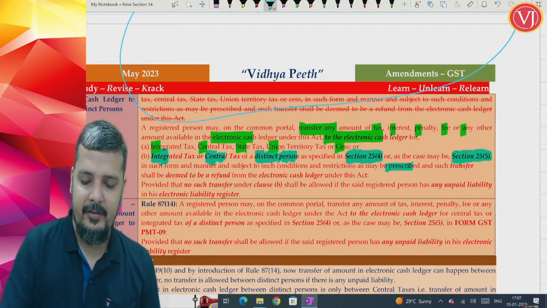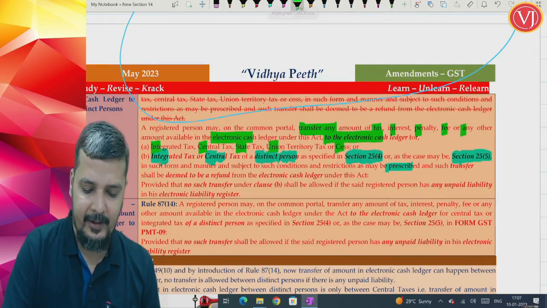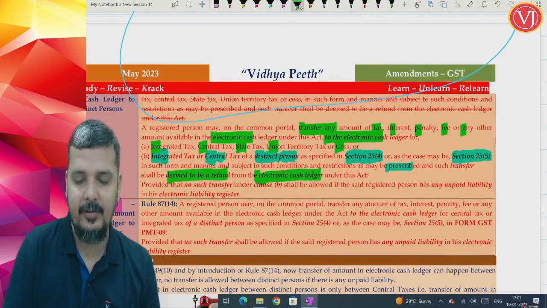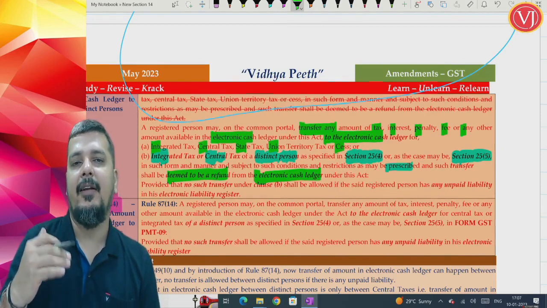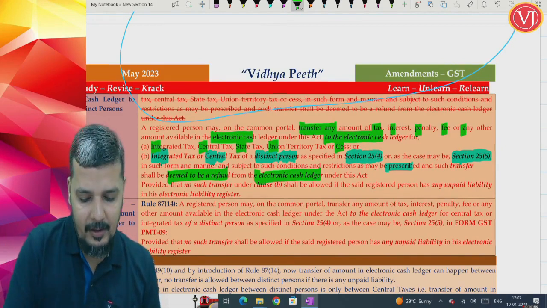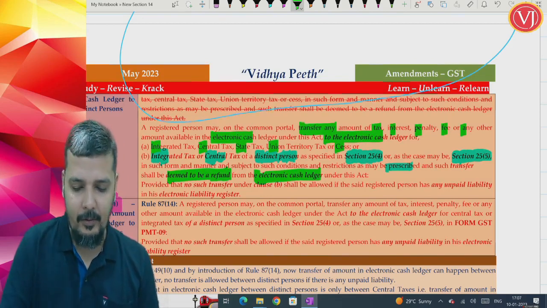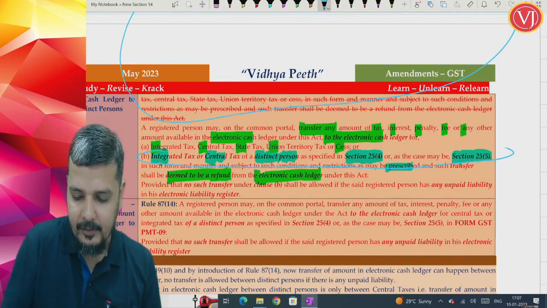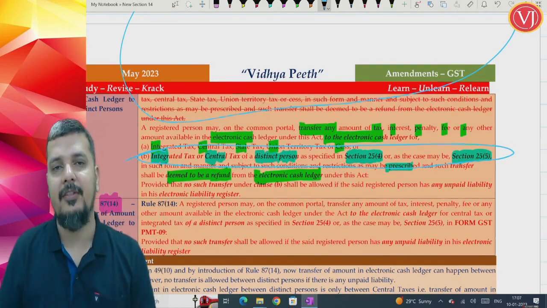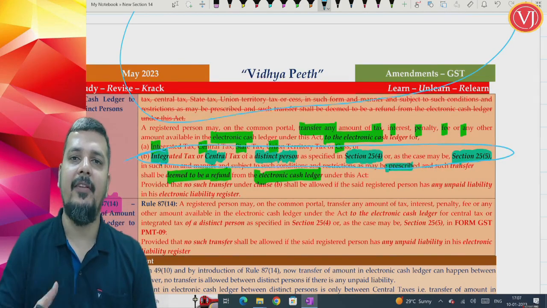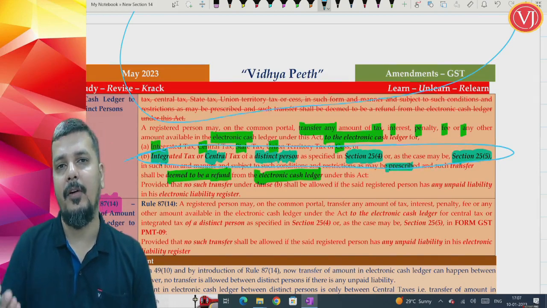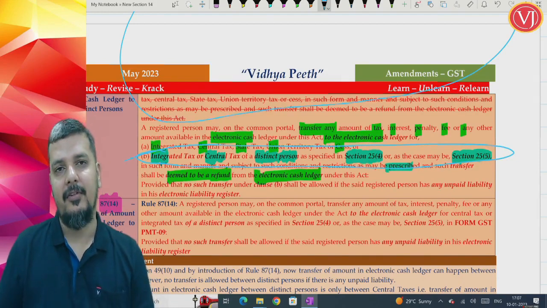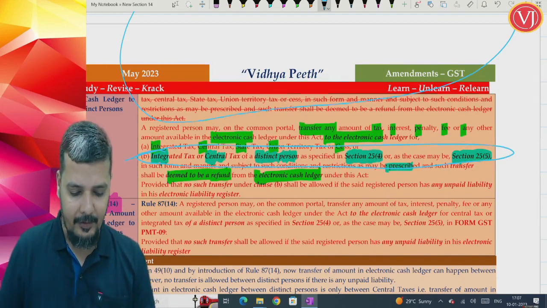And obviously, as it was already previously there, such a transfer shall be deemed to be refund from the electronic cash ledger. In this, if you are transferring from central tax to some other tax, here it is deemed to be refund. So that is nothing changed. The only new addition which is brought is you can transfer IGST or CGST, a tax or interest or penalty or fees or any amount from one GST number to another GST number, which means distinct person as per section 25 subsection 4 or section 25 subsection 5.